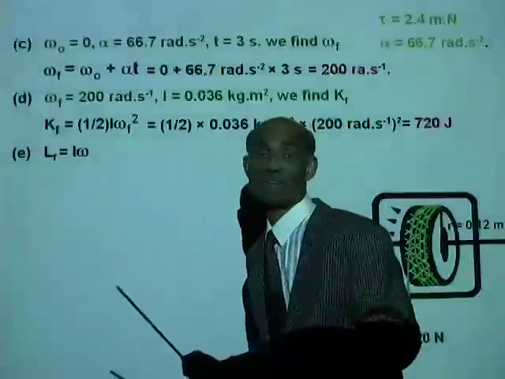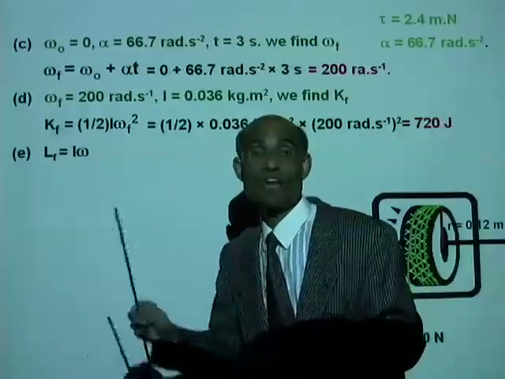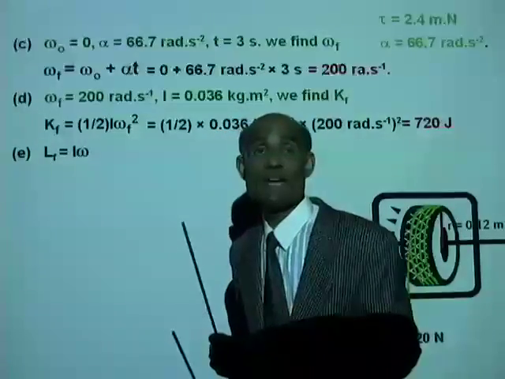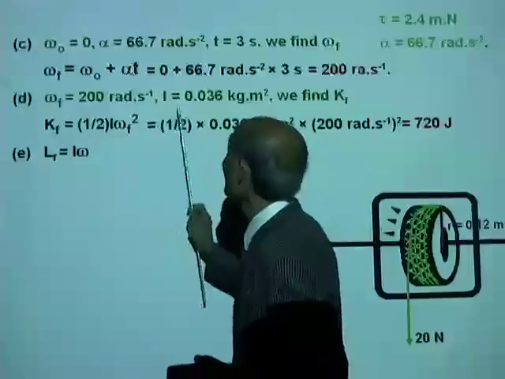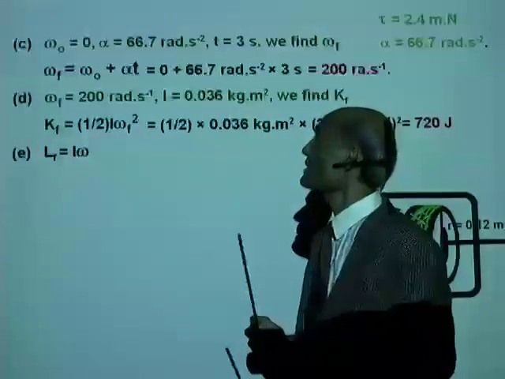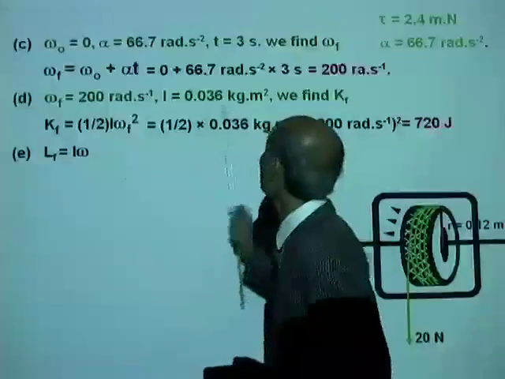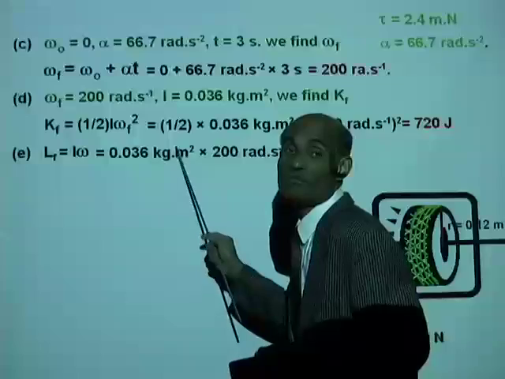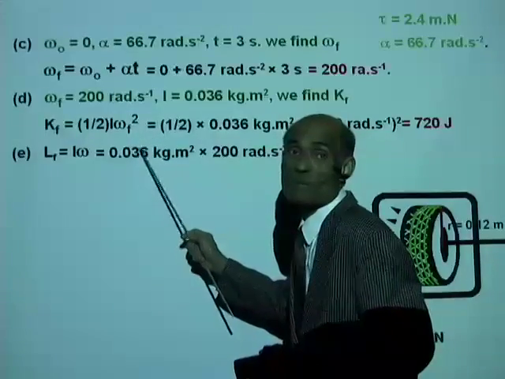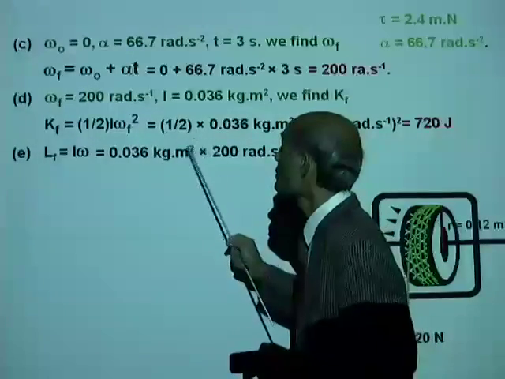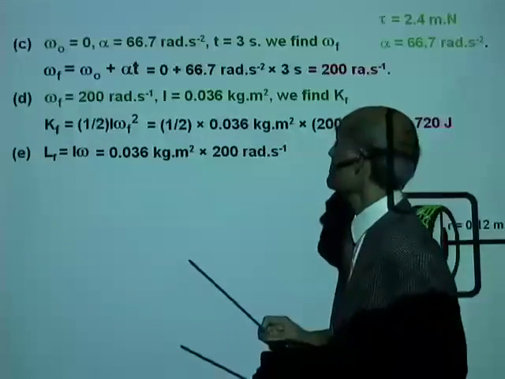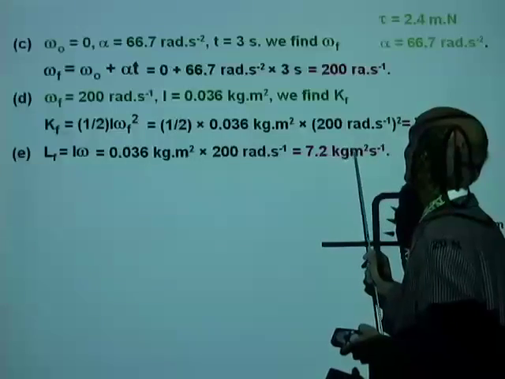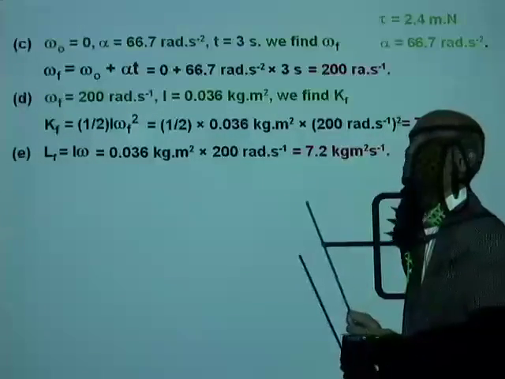What is E? Angular momentum. What is the angular momentum at that time? Angular momentum equals I omega. Again, we know I, 0.036 kilogram meter squared, and we have the omega value. Therefore, angular momentum is 0.036 kilogram meter squared times 200 radian per second. That is 7.2 kilogram meter squared per second.